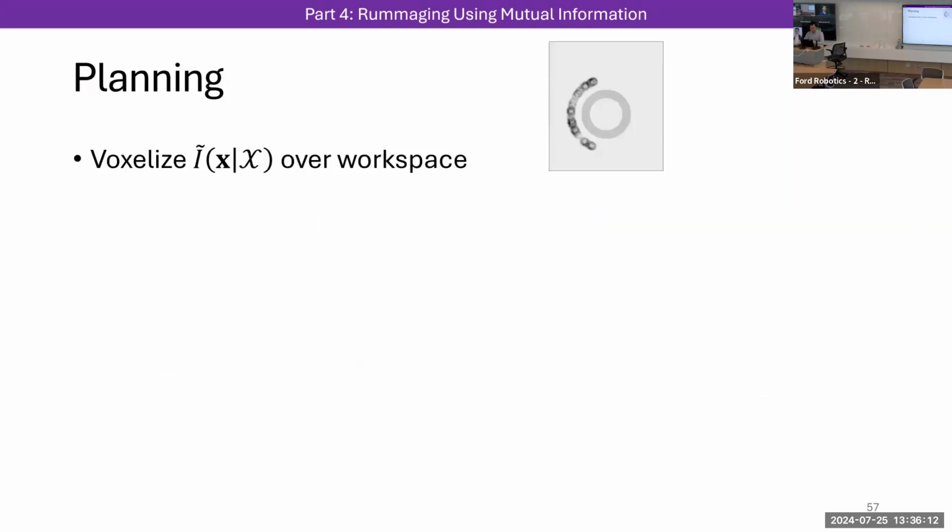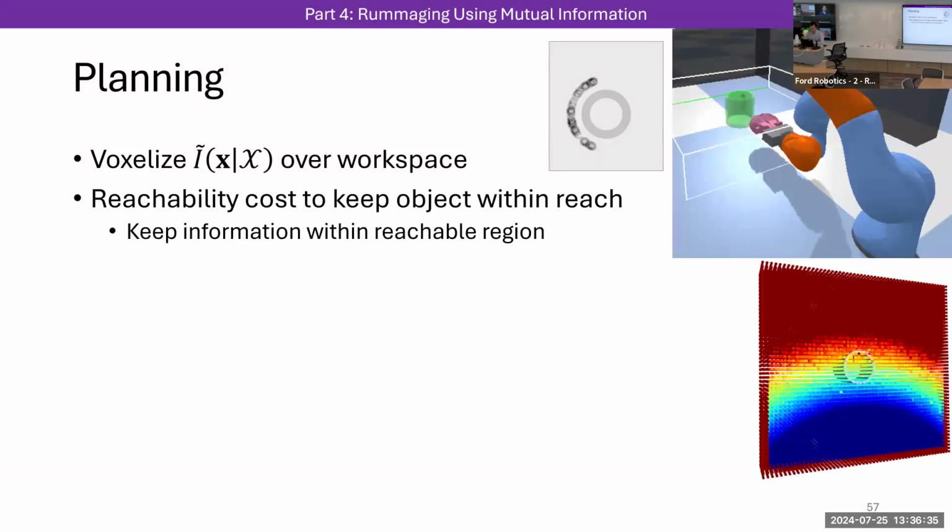Next, we consider how we actually do planning using this mutual information. So first of all, to allow efficient replanning, we voxelize the information gain over the workspace to produce something that looks like the figure produced before. But we notice that greedily optimizing for this information gain often leads to the robot pushing the object out of reach. So we consider explicitly dealing with this by introducing a reachability cost that seeks to keep information within the reachable region.